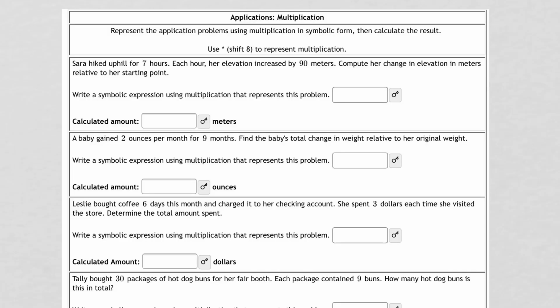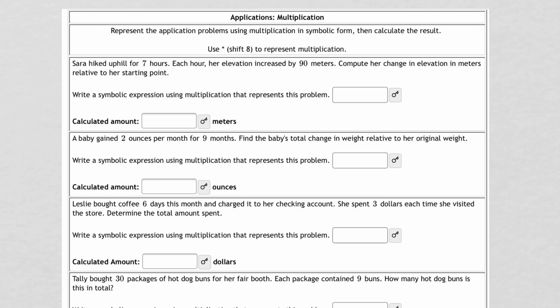Okay, let's try another problem that looks at applications that specifically deal with multiplication. So there's several little small problems within this one large problem. So the first one says, Sarah hiked uphill for 7 hours. Each hour, her elevation increased by 90 meters. So it increased by 90 meters per hour. Compute her change in elevation in meters relative to her starting point.